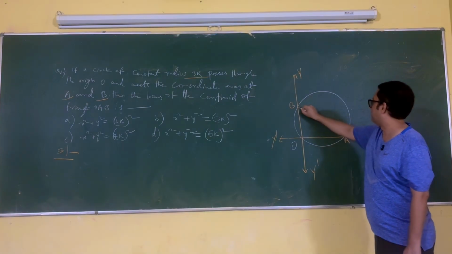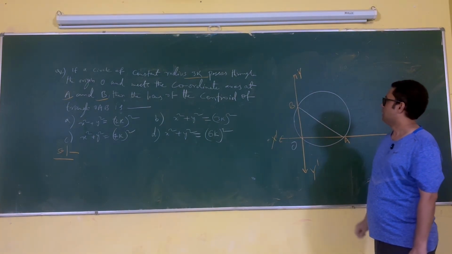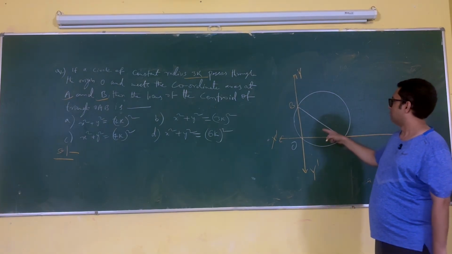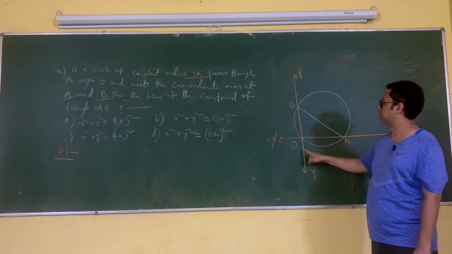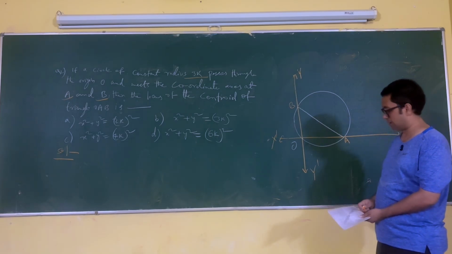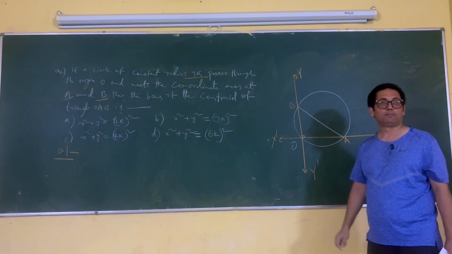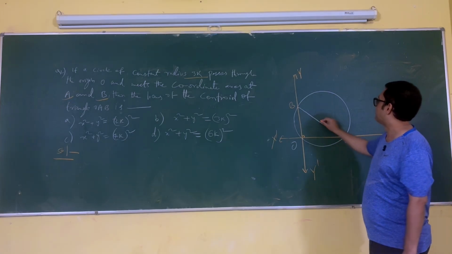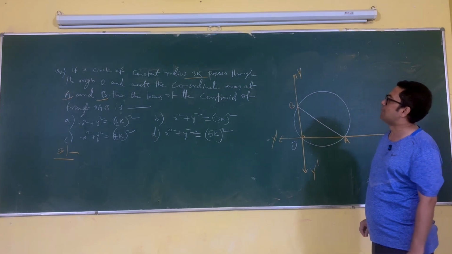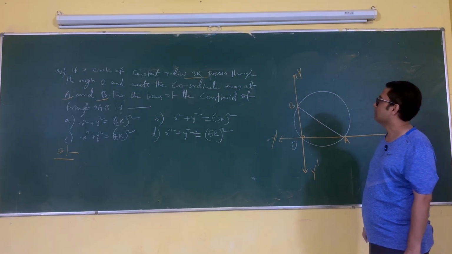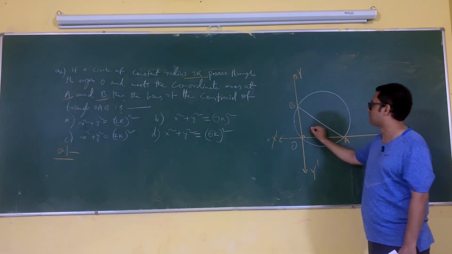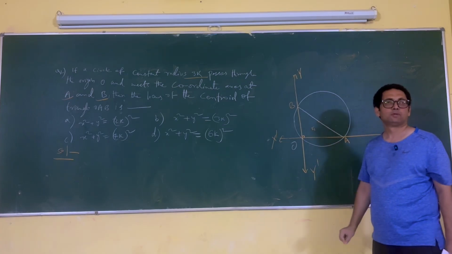So if you join AB, then you will find that for triangle OAB, this circle is the circumcircle. For this kind of circle, wherein this is a 90-degree coordinate axis, the center will be the midpoint of the hypotenuse. Center will be the midpoint of the hypotenuse, and let the centroid be G, somewhere G is there inside.